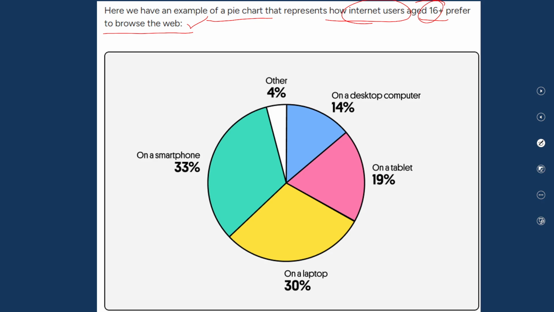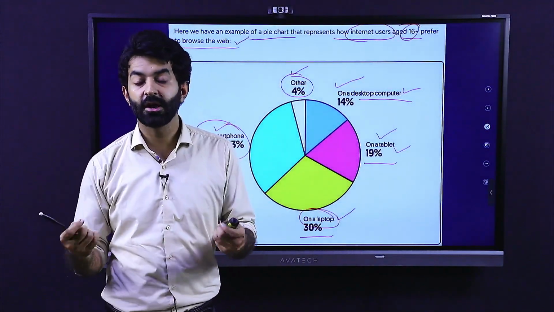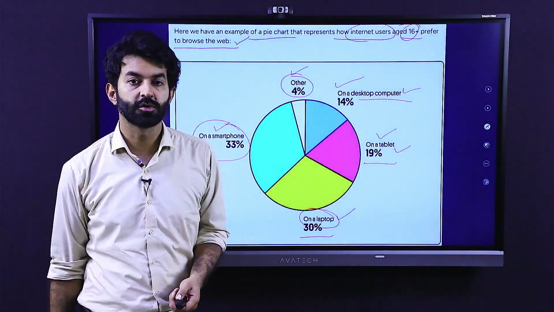Now, the greatest number we see over here is 33%. So 33% of the total population likes to browse the web using their smartphones. 14% of them access it on a desktop computer. 19% of them access on a tablet. 30% of them on a laptop, and 4% on other consoles or devices or different gadgets. So it is very easy to follow the instructions and interpret information from different sources.